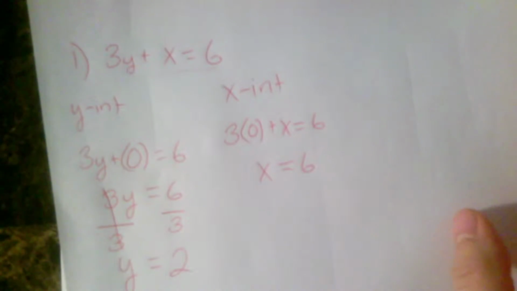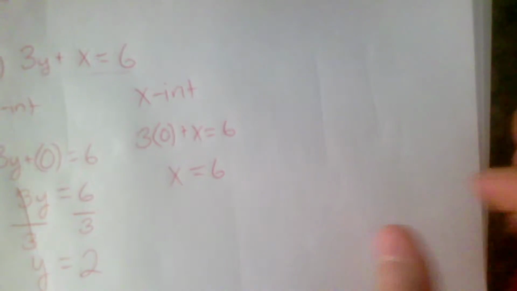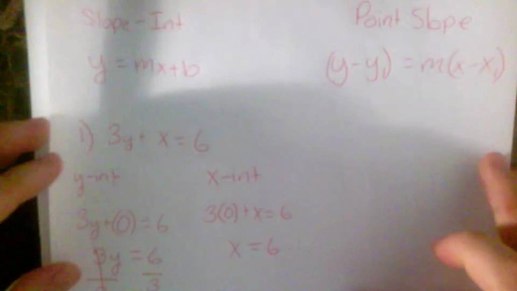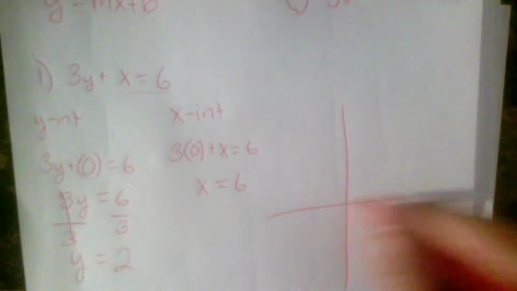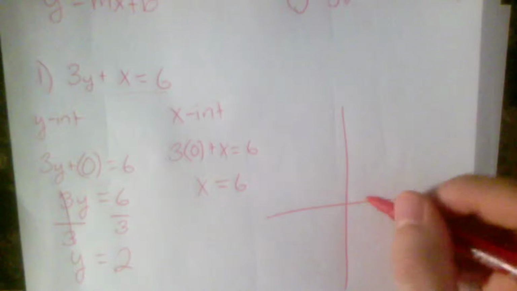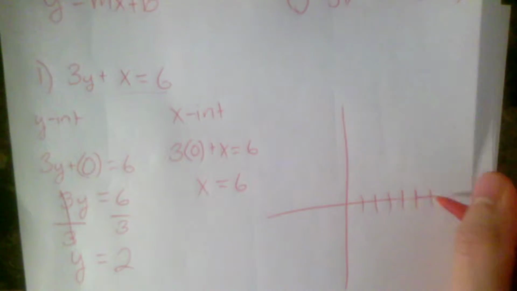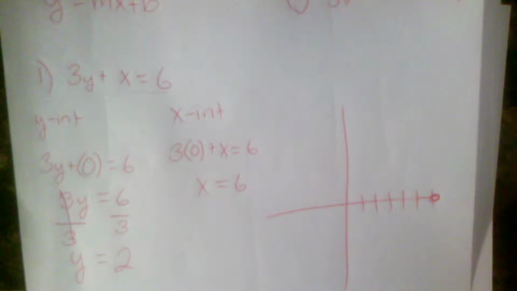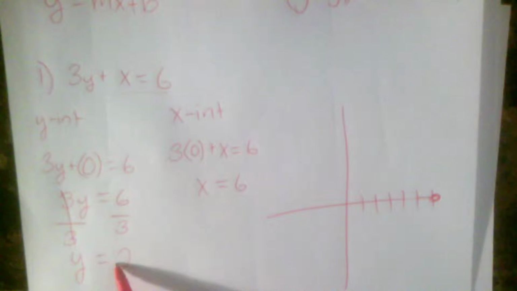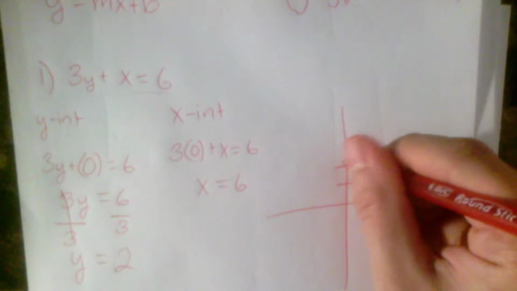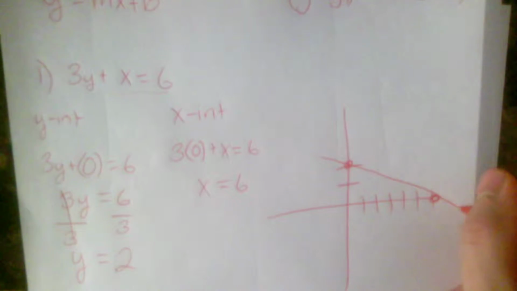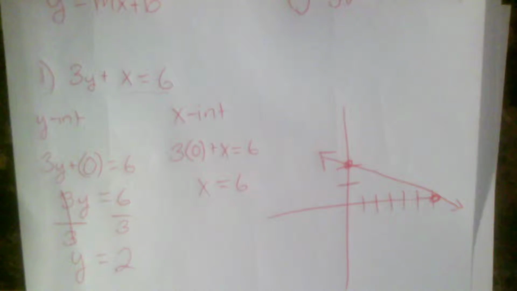Now that you have your 2 intercepts, you have to graph it. This is the easy part, so draw your graph. I'm just going to zoom out a little bit. We're going to go ahead and draw our graph. Here's your graph. And remember, x is left and right, y is up and down. So x is 6. 1, 2, 3, 4, 5, 6. Draw a dot. And let's see, what was the other one? Sorry, y equals 2. So up 1, 2. Draw a dot. Connect your dots. That's all it is. And you're done. So that's graphing using intercepts.